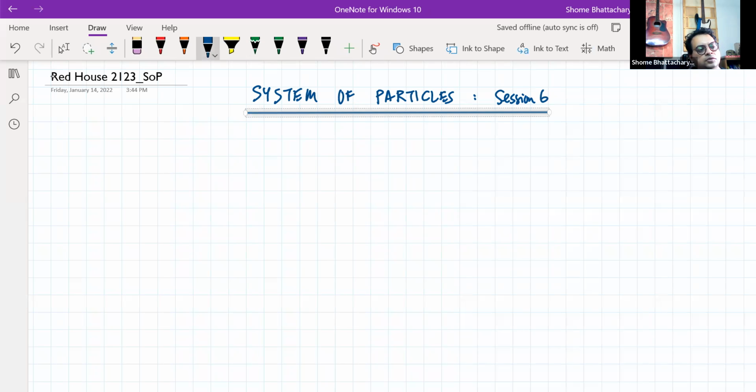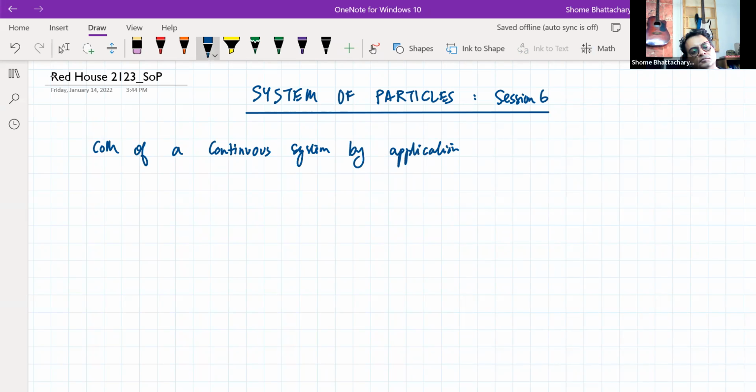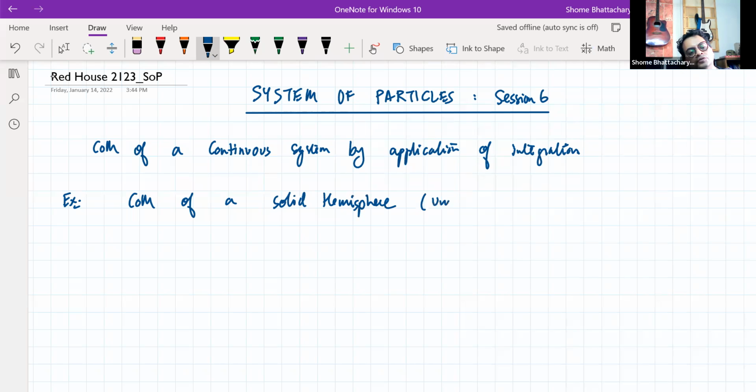Okay, so center of mass of a continuous system by integration. Let's start with the example of the position of center of mass of a solid hemisphere of uniform density.